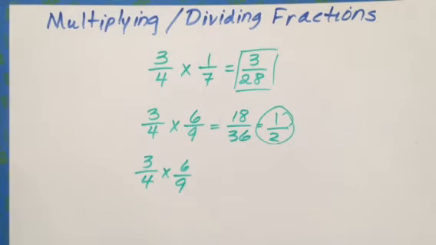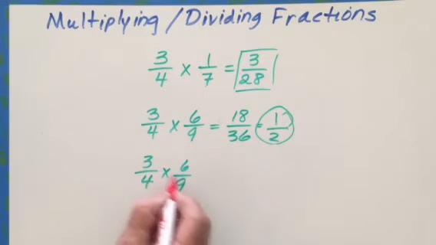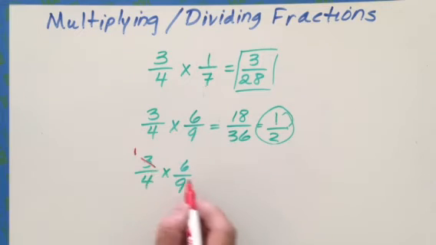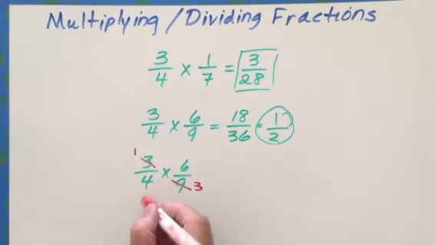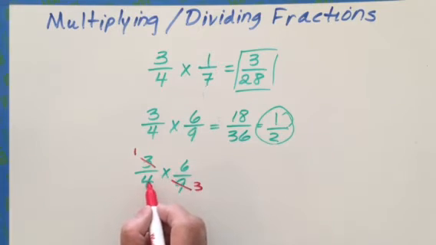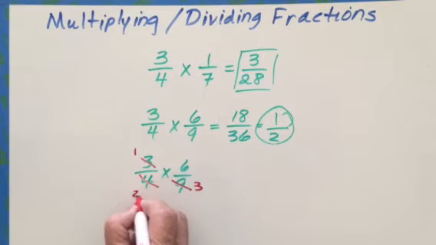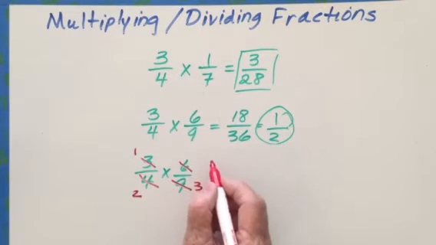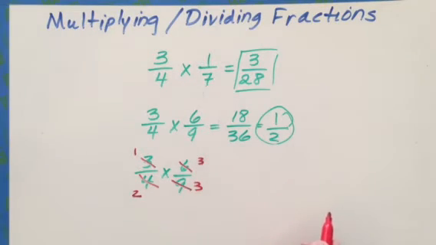If I can take these numbers and cross cancel, whatever you want to call it. I can take 3 into 3 and it goes one time. I can take 3 into 9 and it goes 3 times. Okay? With 4 and 6, I can't take 4 into 6, but I can take 2 into both of them. So 2 goes into 4 2 times. 2 goes into 6 3 times.